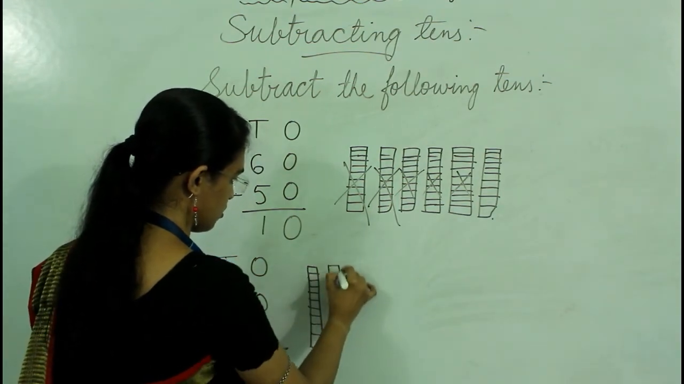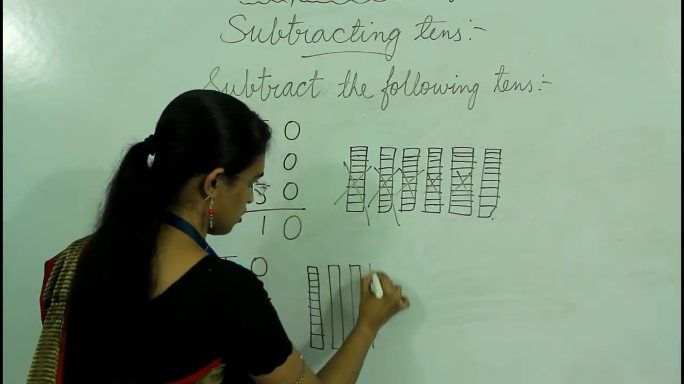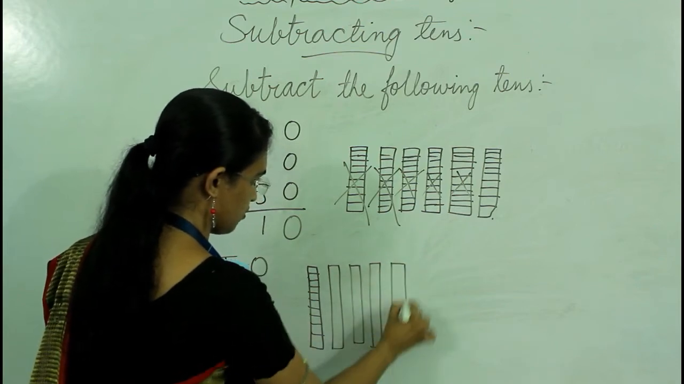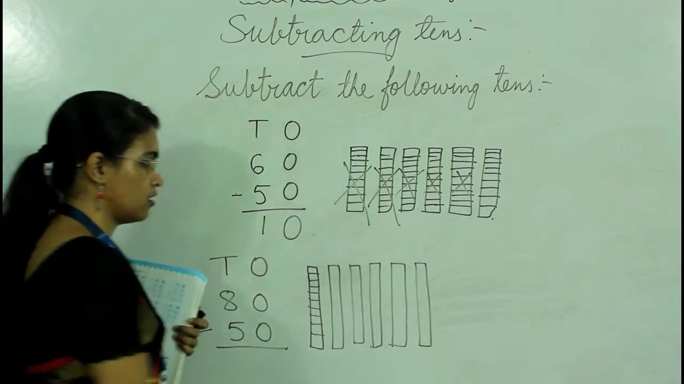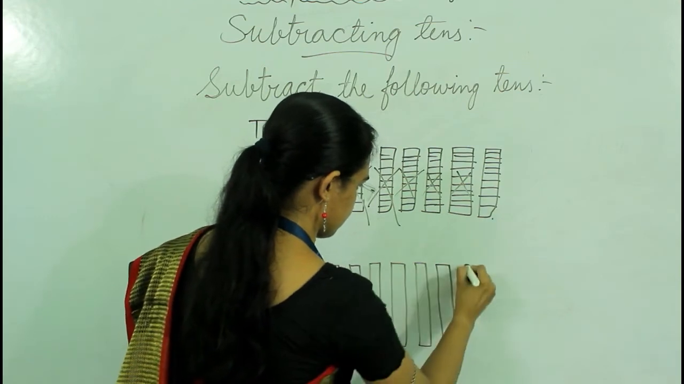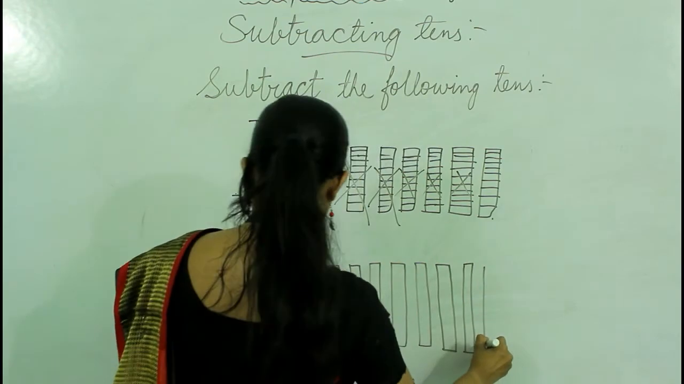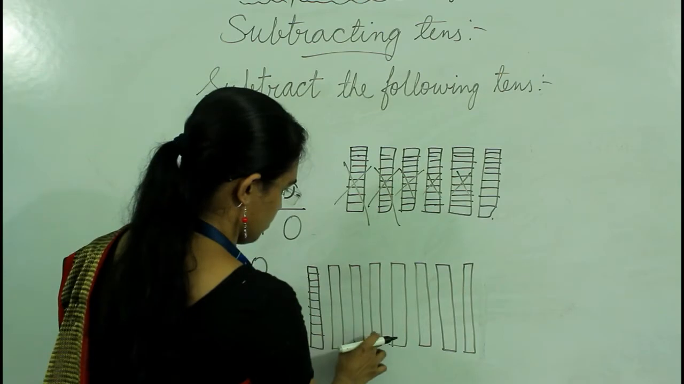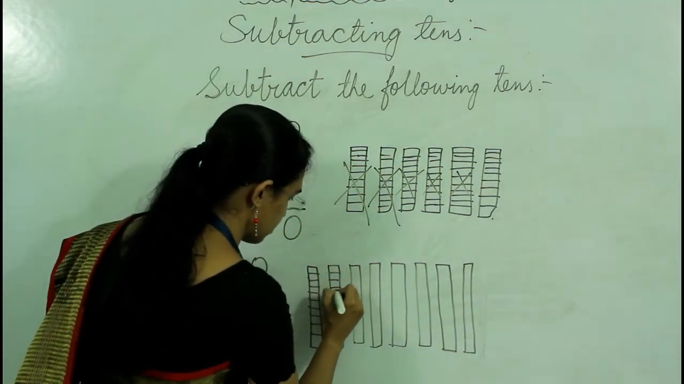1, 2, 3, 4, 5, up to 8. 8 blocks of 10, 8 groups of 10 blocks.